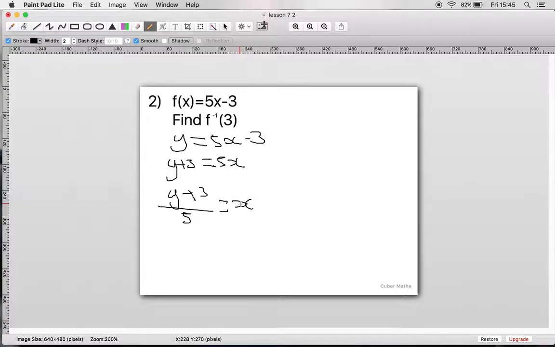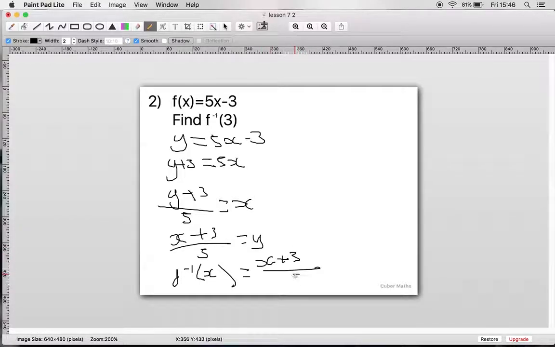Now just like before, we need to switch around our x and our y to get x in our equation again, because it is a function of x. So if we switch our x with our y, we're going to get (x plus 3) over 5 is equal to y. So f minus 1 of x is equal to (x add 3) over 5.